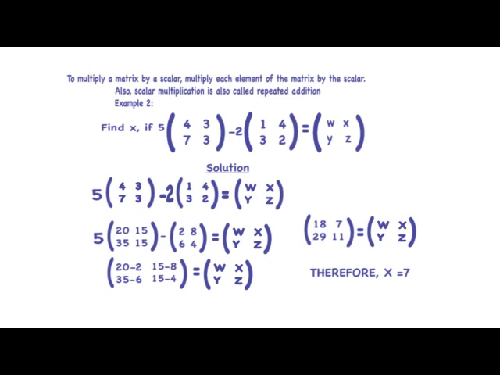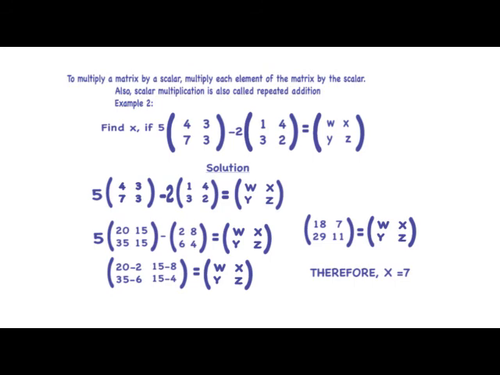Now, let us look at another example, which is a likely examination question. Here, we are asked to find x if 5 into the matrix 4, 3, 7, 3, minus 2 into the matrix 1, 4, 3, 2 equals the matrix W, X, Y, and Z. All you need to do is follow the same pattern. Multiply the first matrix by the scalar 5 and the second matrix by the scalar 2. When you do that, the first matrix will give you 20, 15, 35, and 15, minus the second matrix, which is 2, 8, 6, and 4.